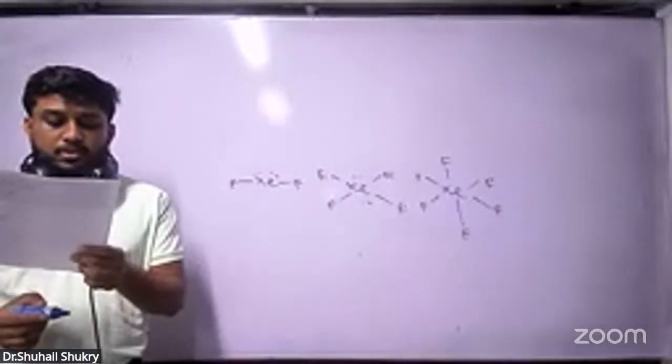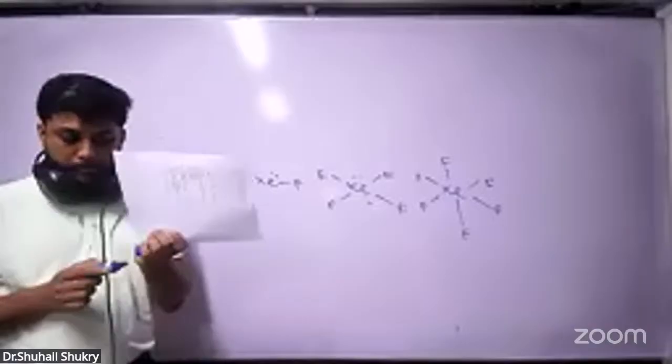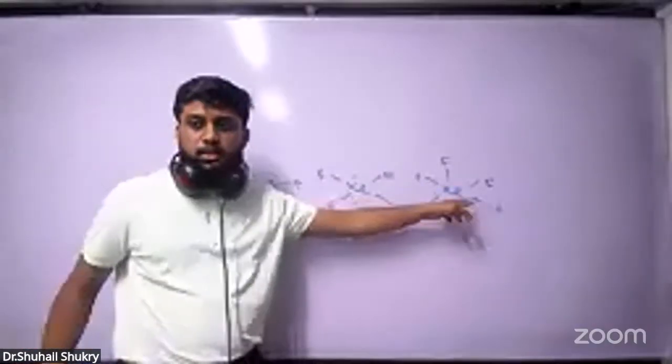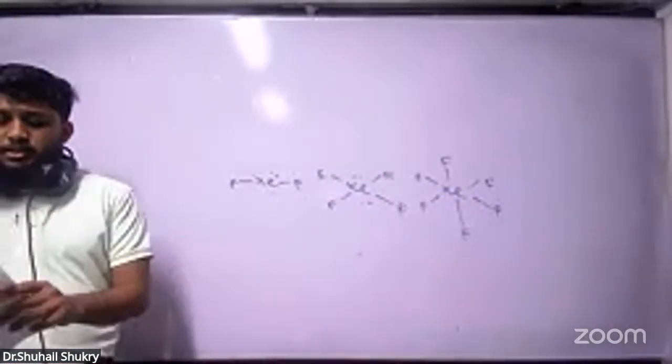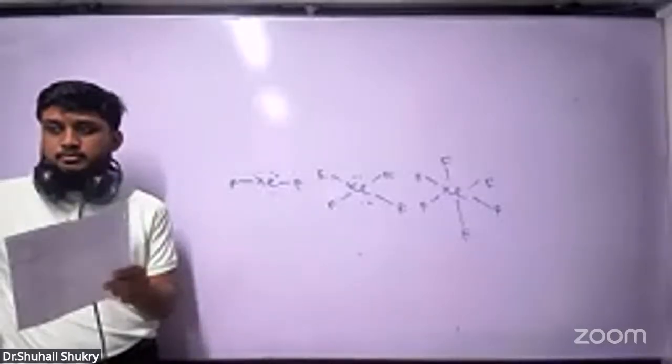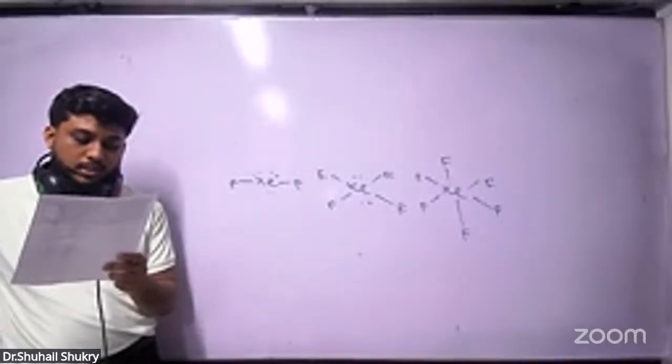XeF6, so it goes 3, 2, 1. But in our level syllabus this shape is not there. Anyhow, you can just tell the lone pairs: 3, 2, 1.